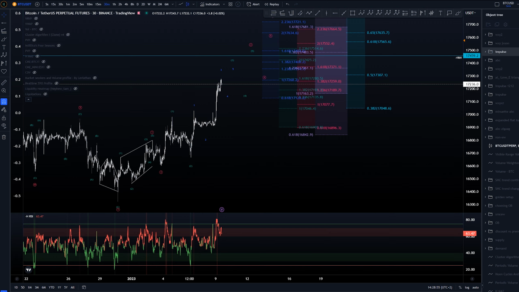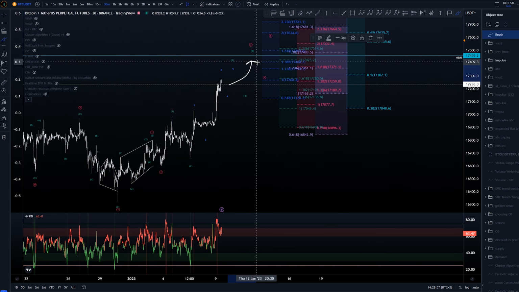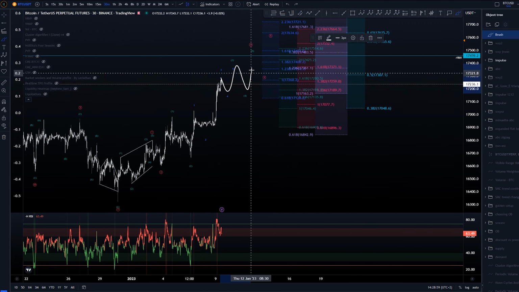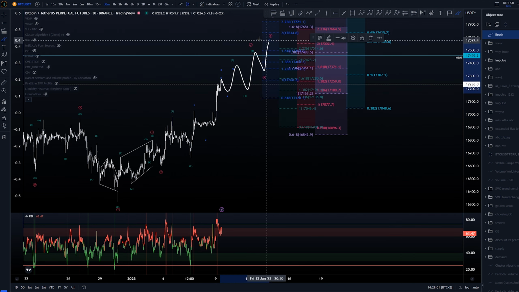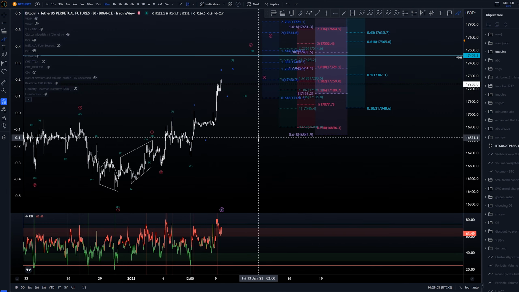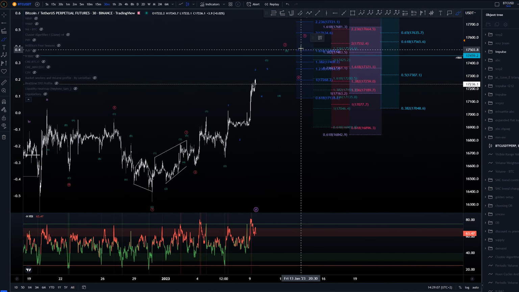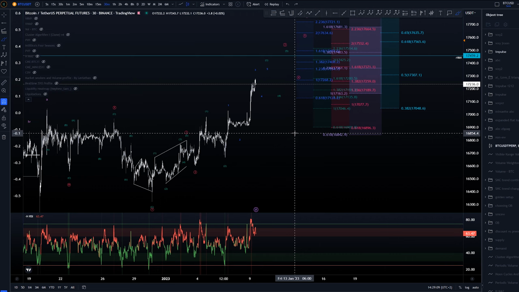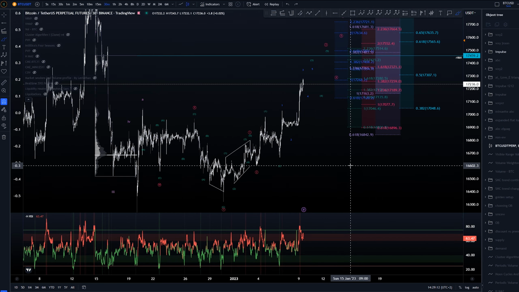But that is that. Again, this is expecting multiple 3s and 4s, 3s and 4s, and then 5 into that C wave, into that 2nd or B wave. So again, still a lot of room here to take action.